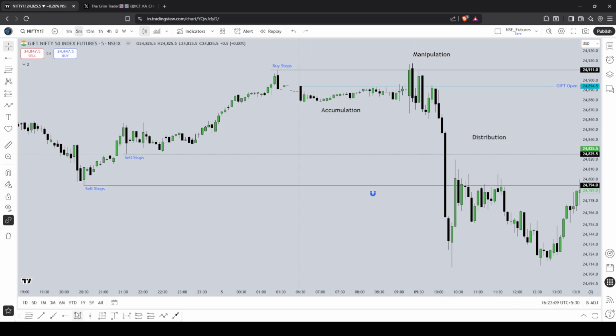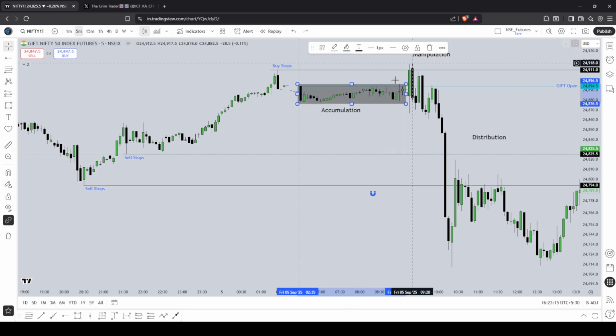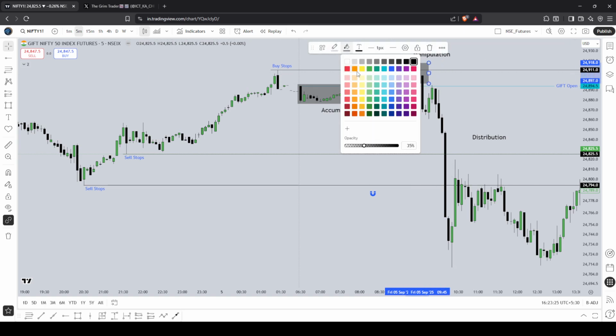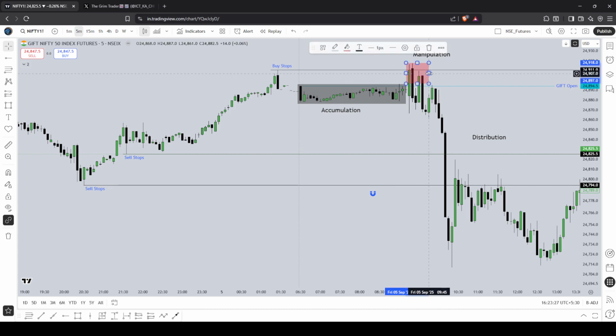The accumulation is very obvious if you're paying attention. See right here. The manipulation goes above, like here. Every time it goes above here is manipulation. And after that, we have distribution.